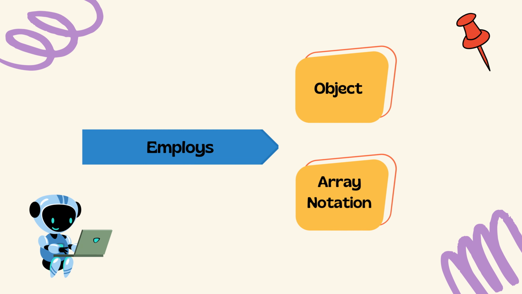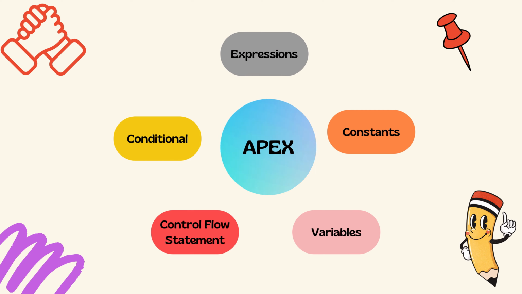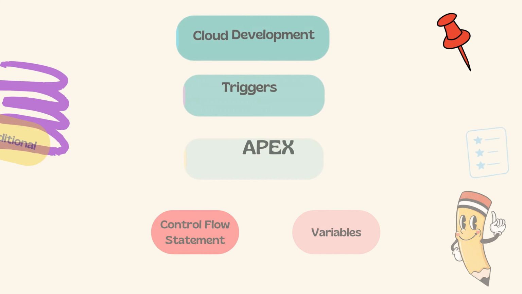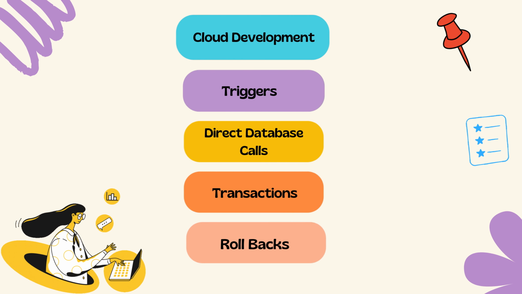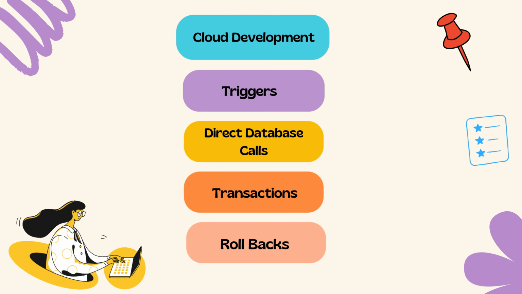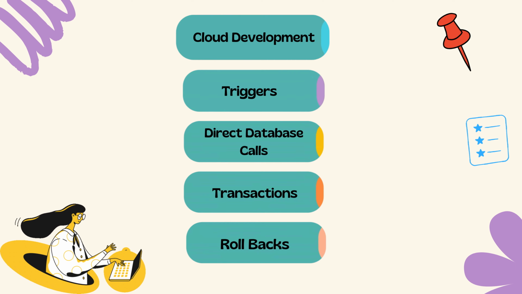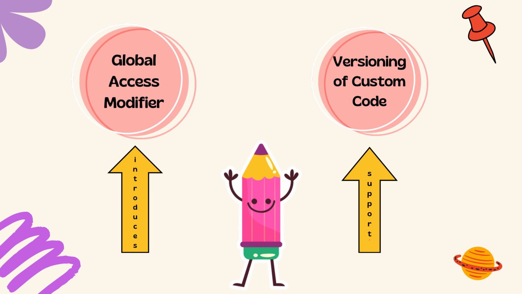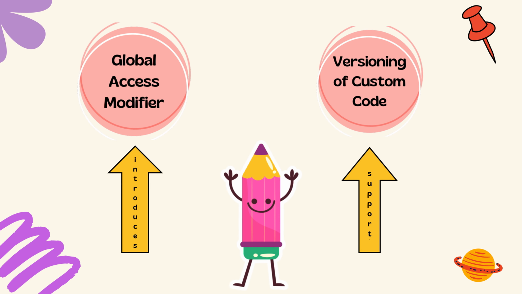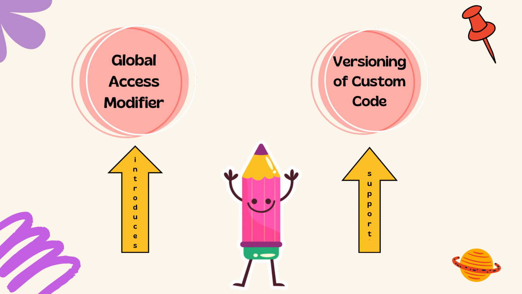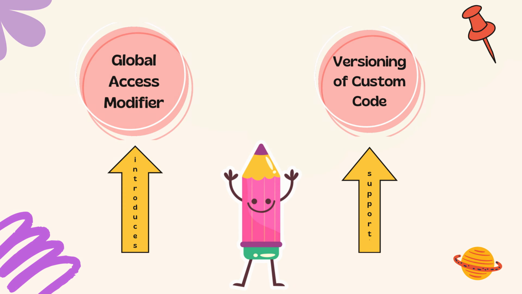It employs object and array notation. Expressions, variables, constants, conditional, and control flow statements are all supported. Unique to Apex are features like cloud development, triggers, direct database calls, transactions, and rollbacks. It introduces the global access modifier and supports versioning of custom code. Apex is also case insensitive.